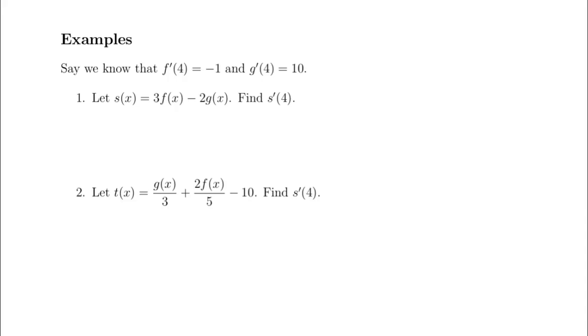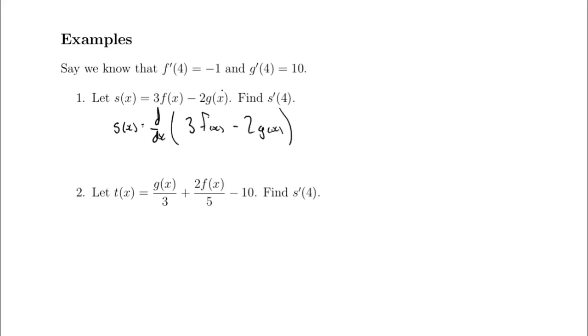What I mean by that is we just know a little bit about some derivatives. So we've got some function f that at least it's differentiable at the value 4. And the derivative at 4 is -1. And we have the same kind of thing for g. g is differentiable at x equals 4, and specifically g prime of 4 is 10. So now we have some combination of these two things, and we want to differentiate this. We can say then that s of x is 3f of x minus 2g of x.